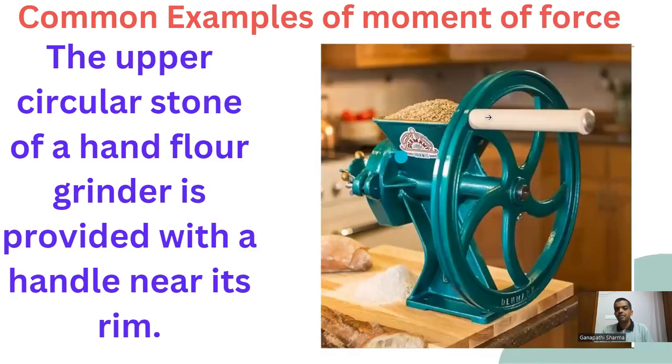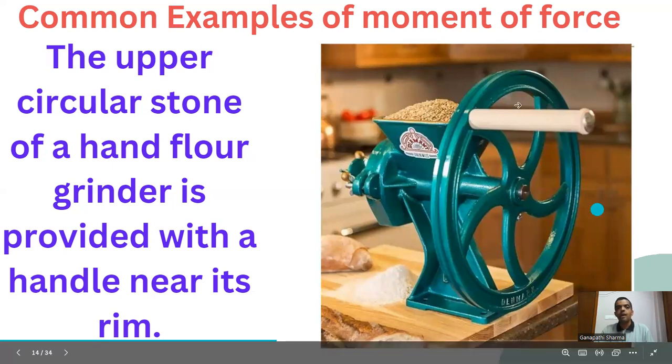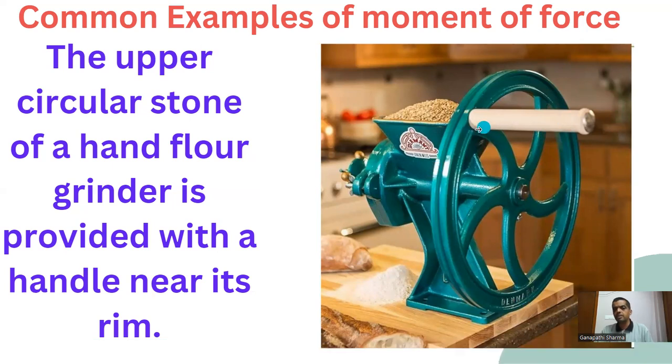The next example is of the same kind. A rivet: what you are seeing is an axis of rotation, and the handle is given very close to the circumference. It is also an example of the upper circular stone of the hand flour grinder. Definitely one question will come: why is it kept this way, or what is the purpose of this? Greater the perpendicular distance, more torque you are going to get. Students, you should be aware of this.